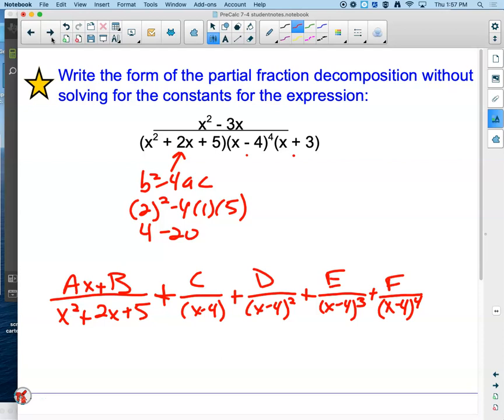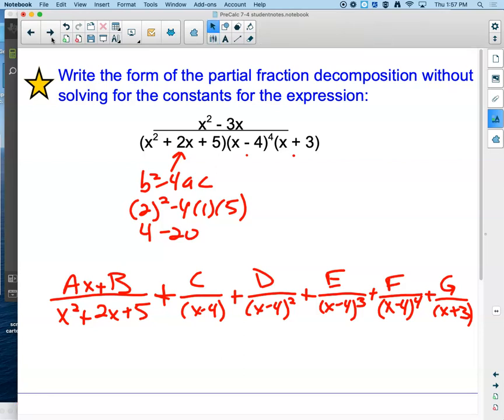And then at the end, we have an x plus 3. So obviously, that would have to be a part of our denominator, and we're up to g. So there it is. We have that irreducible quadratic with ax plus b, and then we have our constants c, d, e, f, and g to take care of all of the rest of them.